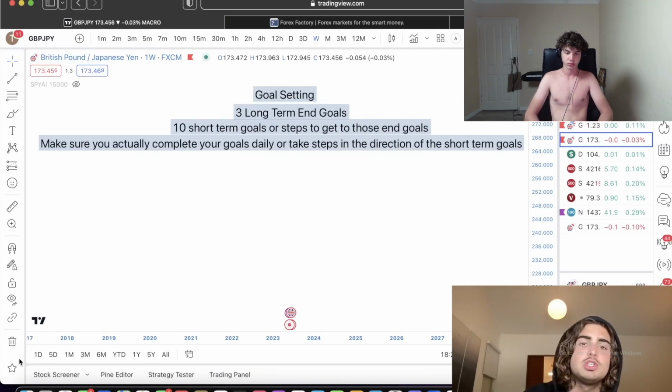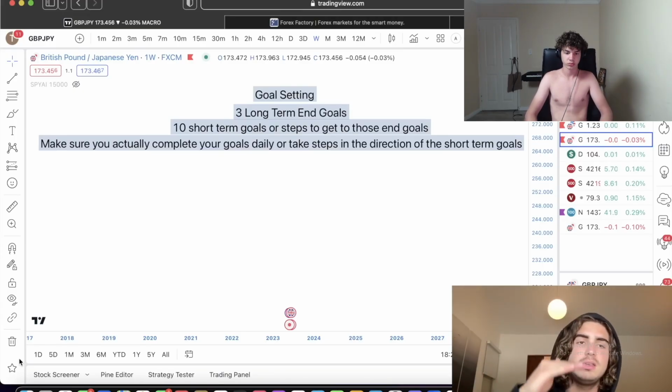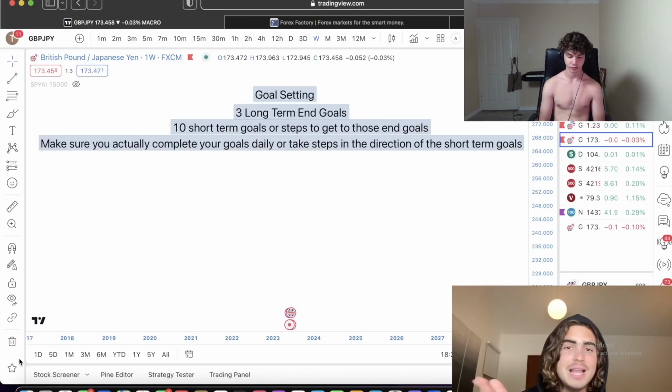But at least with these short-term goals, if you can be profitable for the week and then profitable for a month, how easy is it going to be to keep climbing up those ranks to end up getting to those long-term goals? It's going to be so easy because you have the path laid out right in front of you. So write this down.